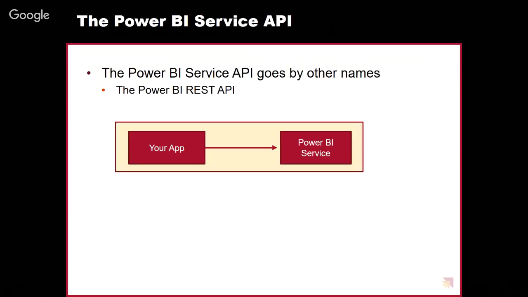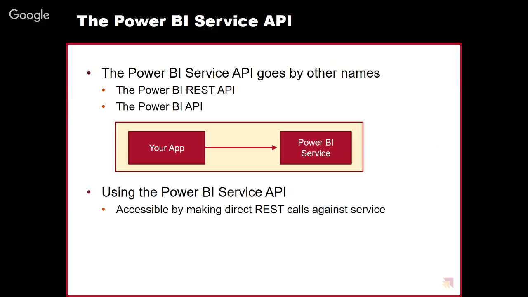Now, the Power BI Service API has gone by other names. Sometimes people might call it the Power BI REST API because when it was first released, it was only available through REST. But now you can either deal with it through REST or you can use a .NET DLL, which is known as the Power BI SDK. So whether you call it the Power BI Service API, and Chuck calls it the Power BI REST API, and Billy Bob calls it the Power BI API, same thing.